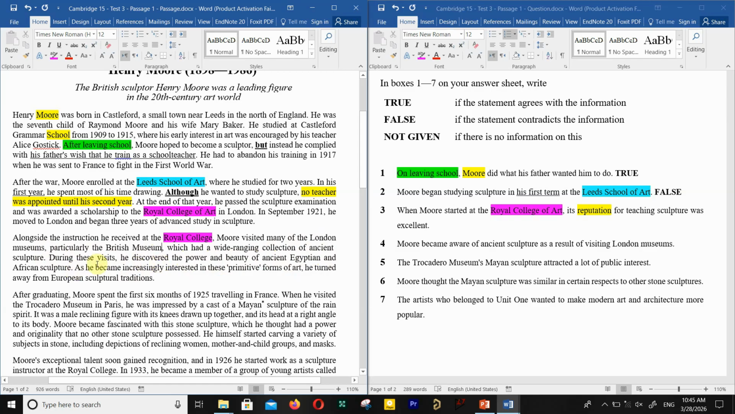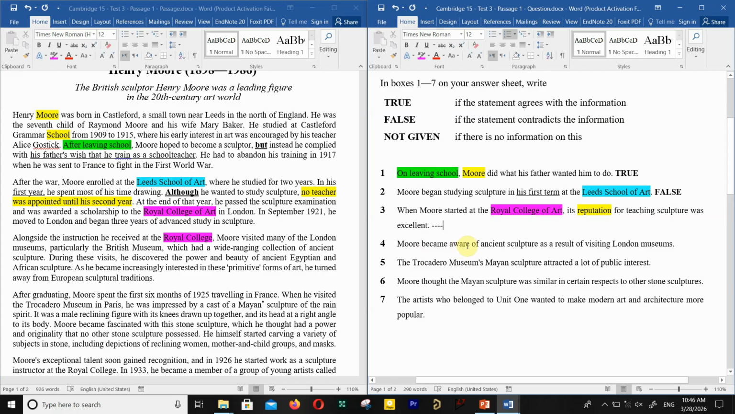There is nothing about that. Maybe it's not given, but for now, we're just going to skip this question and move on to the next question. If we locate the answer in here and there is no mention of its reputation, so probably this question is going to be not given.